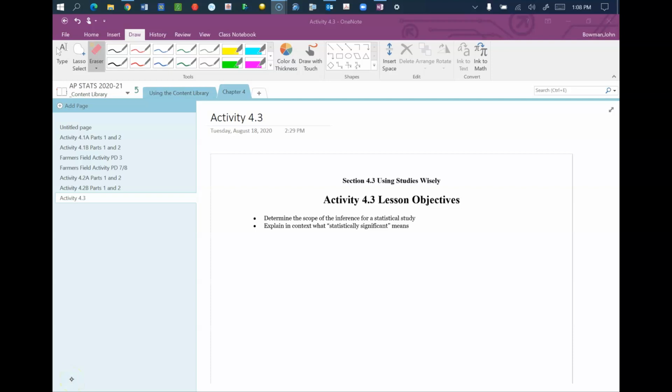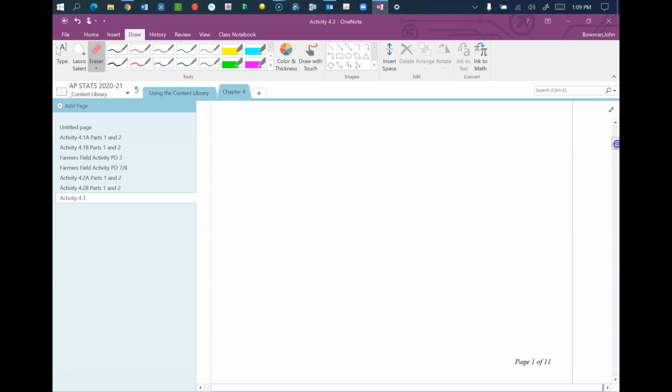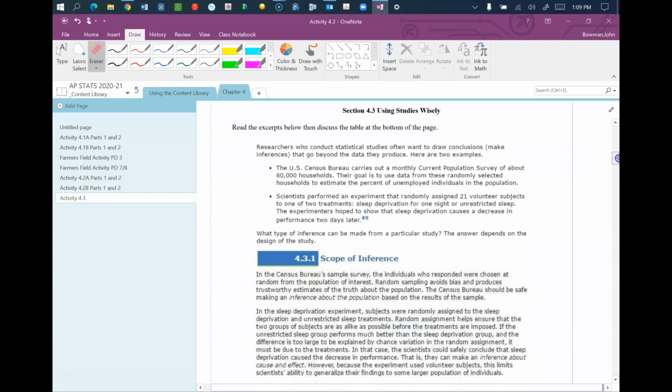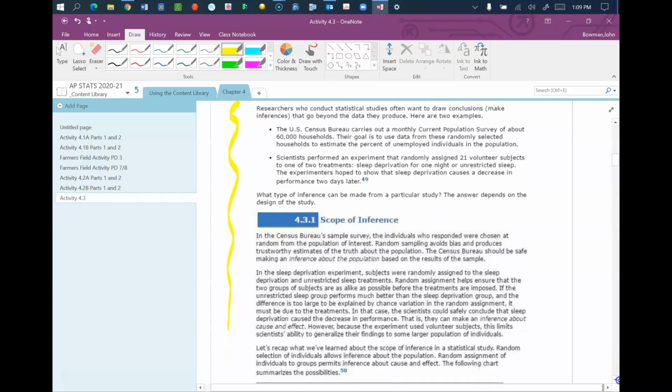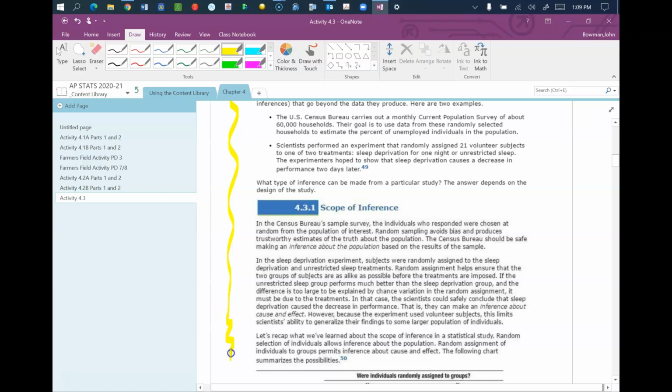Welcome back, everyone. We're going to conclude this chapter by talking about the scope of inference that we can make from a statistical study and talk about what statistically significant means. So to begin, what I would like you to do is go to this page right here and read this portion all the way down to the table down here. So pause your video for a moment, do that, and we'll be right back.